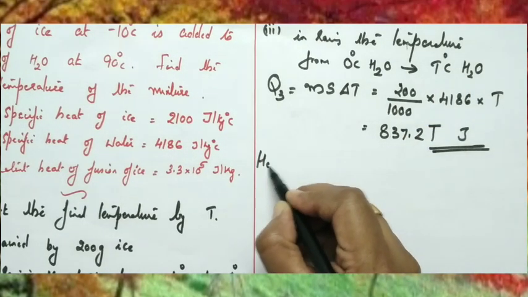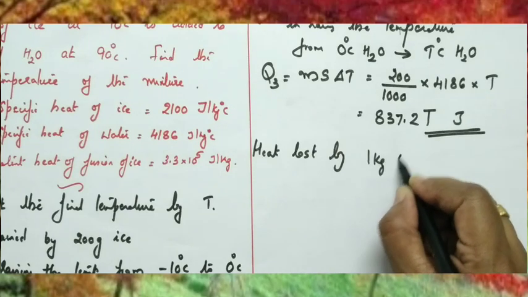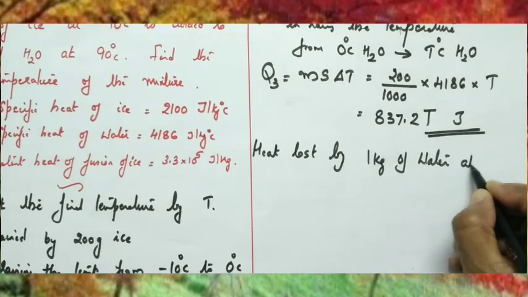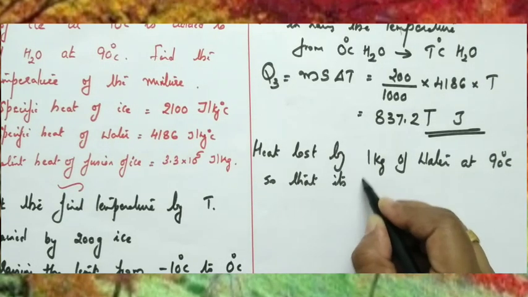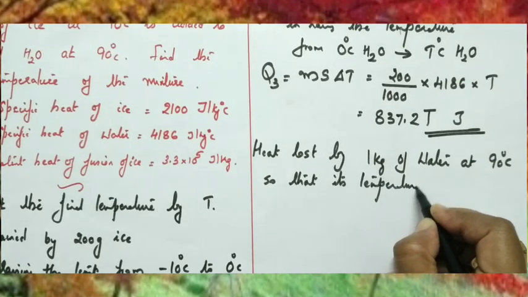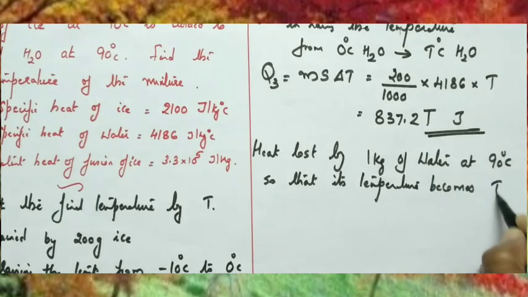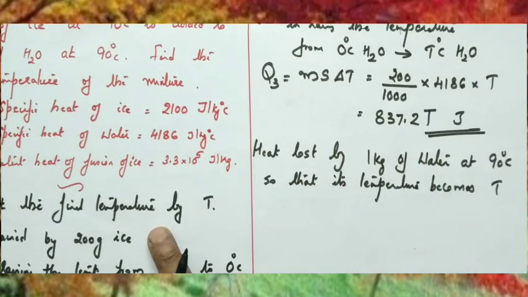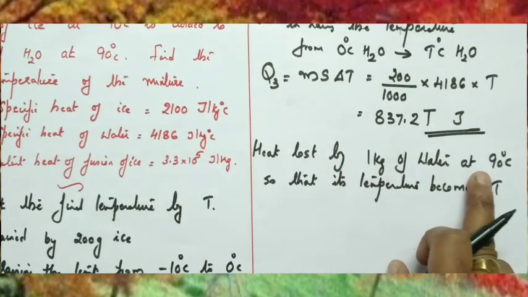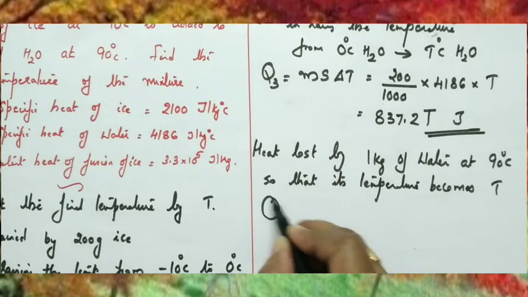And what is the amount of heat lost by 1 kilogram of water at 90 degrees Celsius, so that its final temperature becomes T degrees Celsius? Because this 1 kilogram of water at 90 degrees Celsius lost the quantity of heat and it is gained by this ice. So heat lost by 1 kilogram of water in changing the temperature from 90 degrees Celsius to T degrees Celsius, let that quantity of heat be Q.